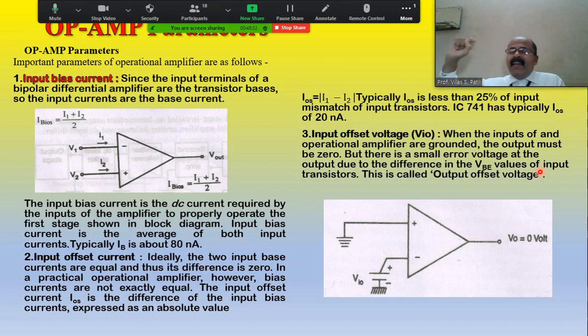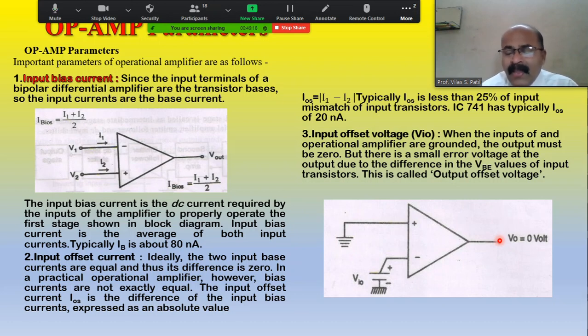And hence we are getting some output offset voltage. Some output offset voltage is to be observed. Here, we have to observe 0 volt. But due to small differences in VBE voltages of both the transistors, Q1 and Q2 or T1 and T2, we get some output offset voltage. It is not zero. We get a small output offset voltage.